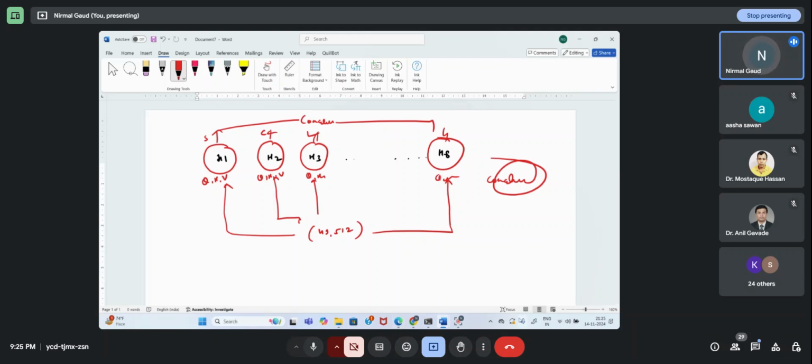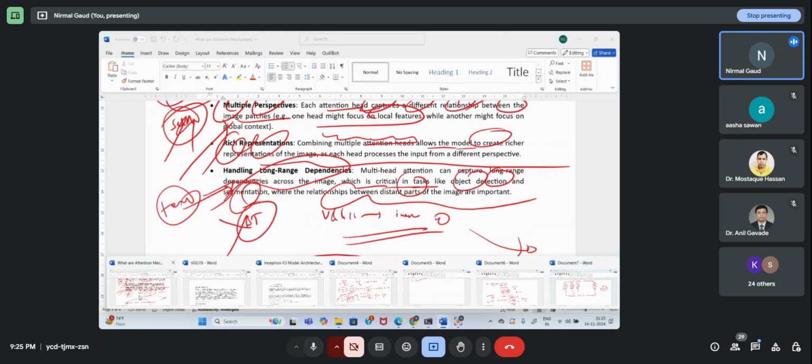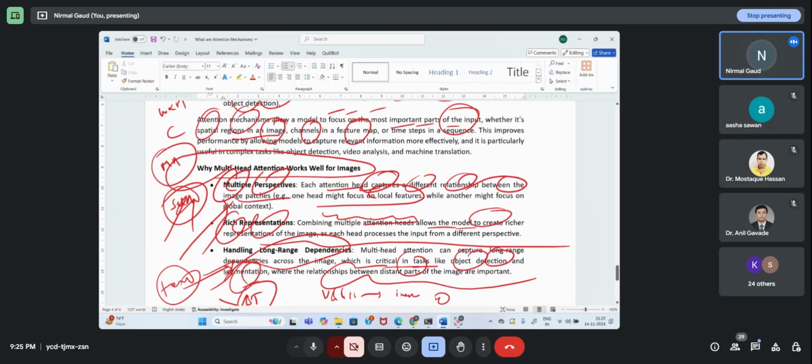That is why at one place the advantage has been mentioned. Okay, here it is: multiple perspectives. Each attention head captures a different relationship, and on the basis of that we are concatenating. You did this thing well, okay, you all have done something good, let me combine the results to get an overall good result. This is what multi-head attention does in an image.